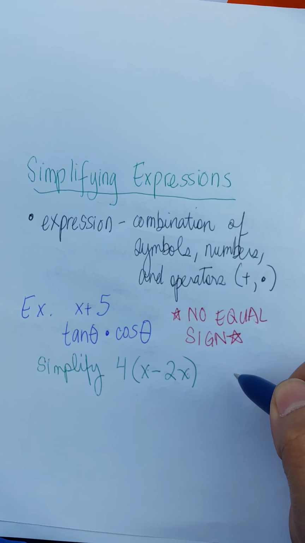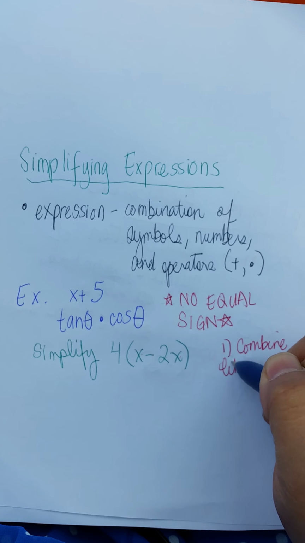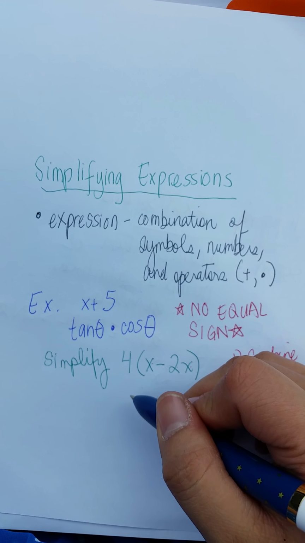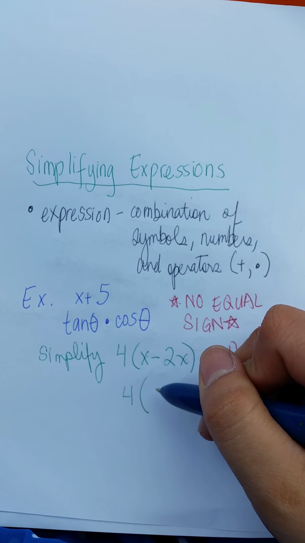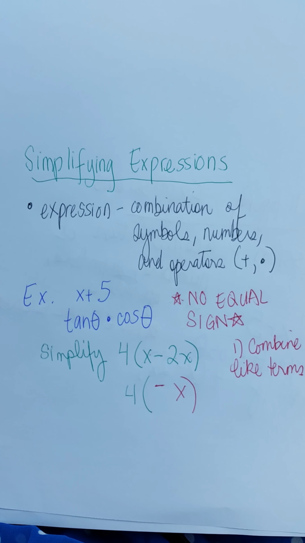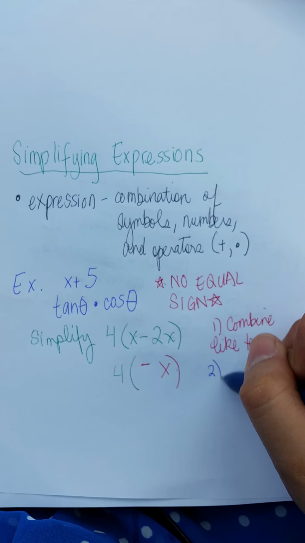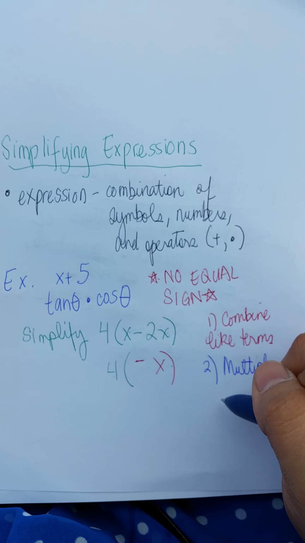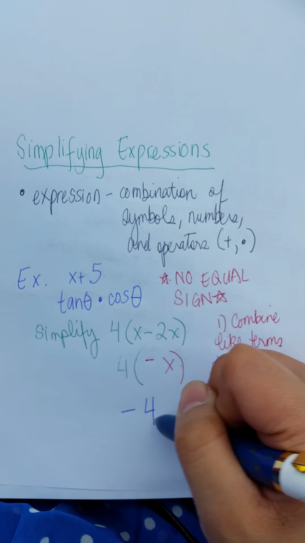So maybe your first step is combine like terms. Okay, so you can do that, and you are left with 4 times x minus 2x is negative x. Okay? And then your next step, maybe you could say, oh, well, now I have 4 times negative x. I'll just multiply the two terms. And you can say multiply. And then you can say, well, 4 times negative x is negative 4x.